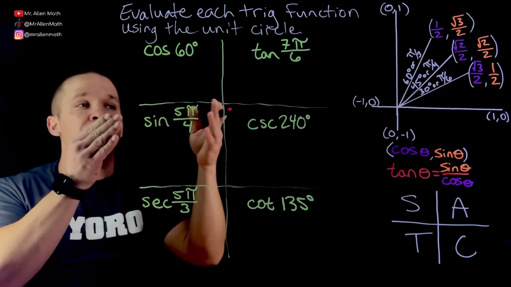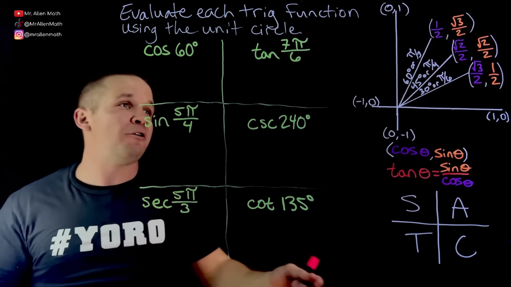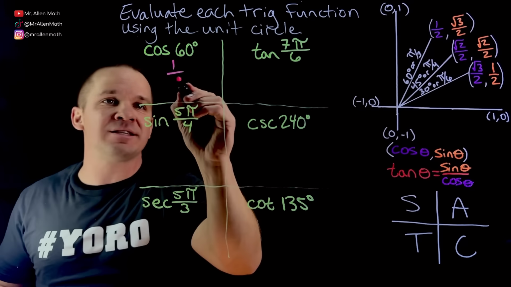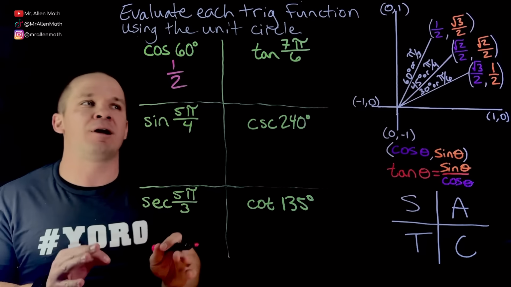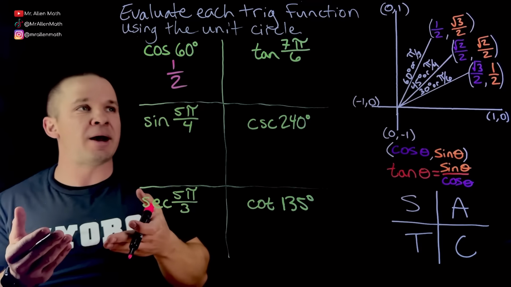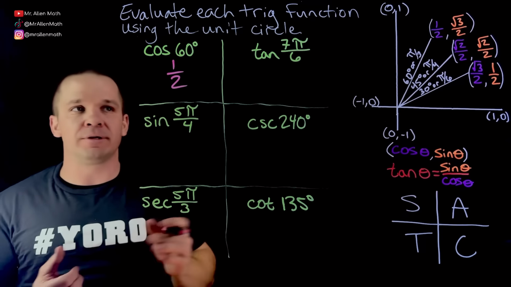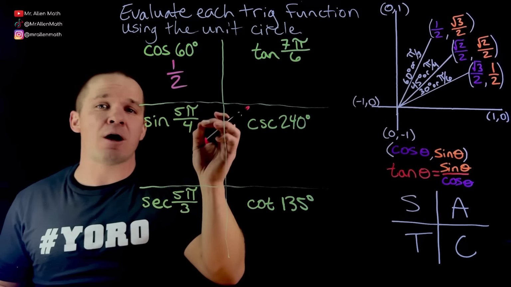We got cosine of 60. So 60 is my reference. Boom, it's 1/2. That's it. Nothing to that one, right? It was the first quadrant. Cosine's my x-coordinate. It's 1/2. Lovely. Tangent of 7 pi over 6.